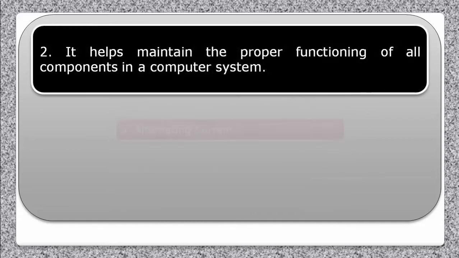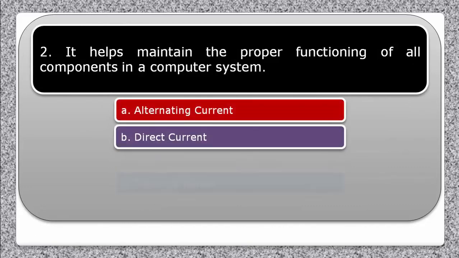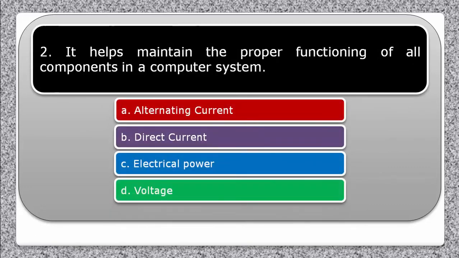Number 2. It helps maintain the proper functioning of all components in a computer system. Letter A. Alternating current. Letter B. Direct current. Letter C. Electrical power. Letter D. Voltage.